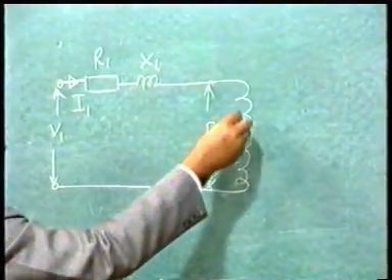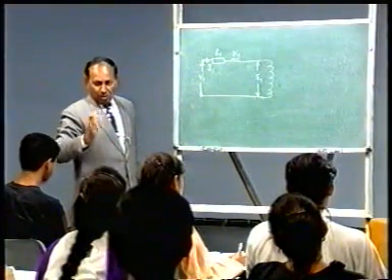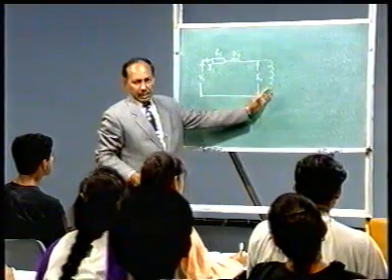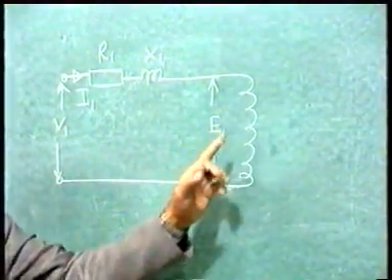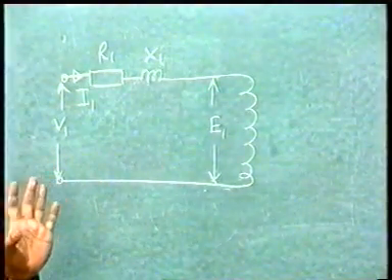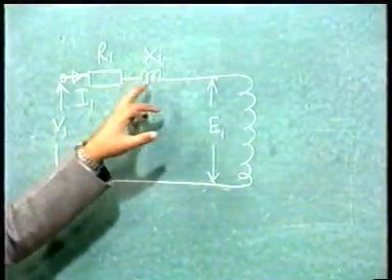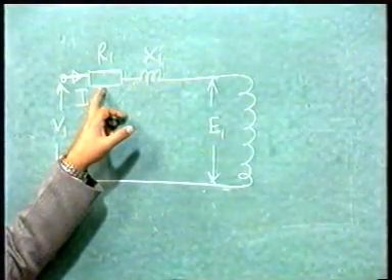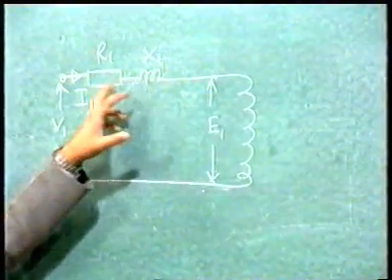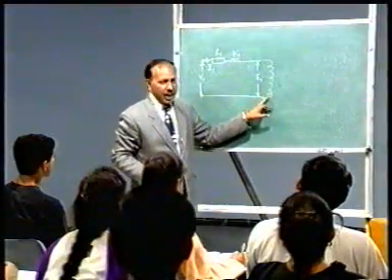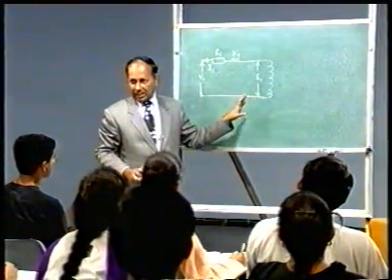E1 is induced. Now this winding has no loss, that means no voltage drop. Its resistance and reactance we have already represented here. So this is only a winding which does not have any resistance or reactance. It has resistance and reactance, but since we have shown them separately, this is an ideal winding without resistance and reactance.